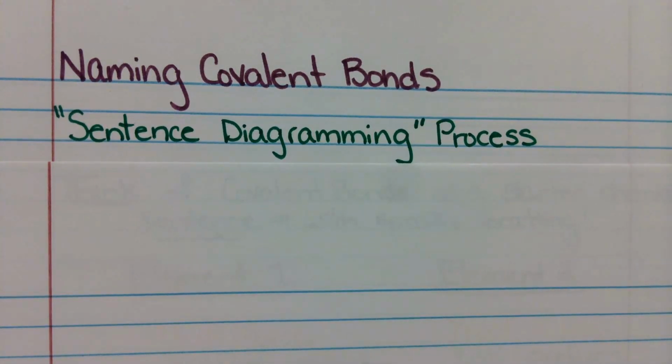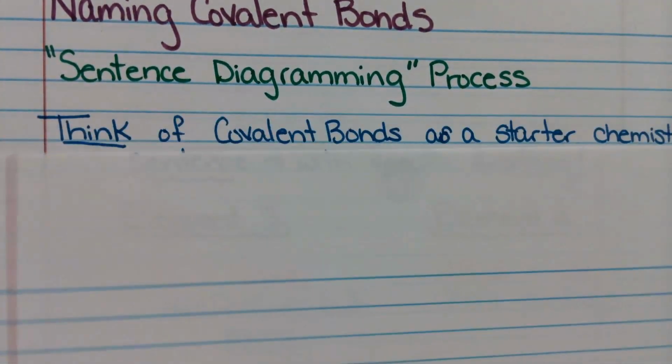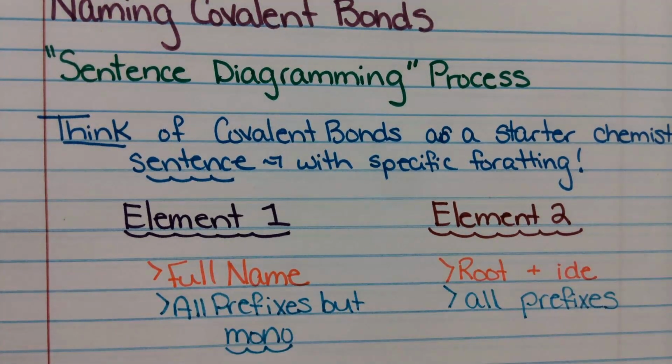Today we're talking about naming covalent bonds and doing the sentence diagramming naming process. What does that actually mean? Well, if you think of covalent bonds and how to name them, it's important to remember that covalent bonds are like a starter sentence in chemistry. It has really specific formatting, and the formatting depends on which element you're using.